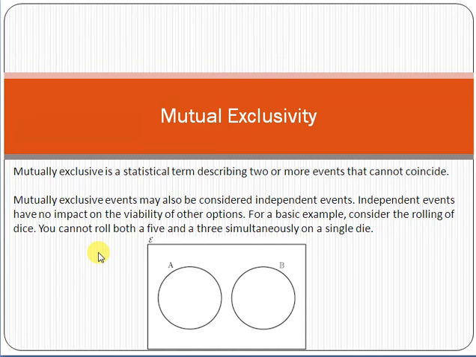Today we'll discuss the topic of mutual exclusivity. Friend, this is a very important topic. Basically, this is a topic of statistics. If you are a student of statistics, you definitely should know what mutual exclusivity is.